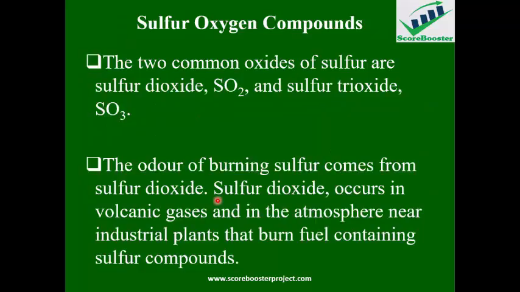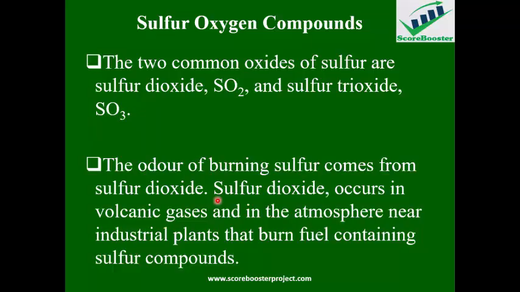So now let's start from sulfur that contains oxygen. We have two common compounds that contain sulfur and oxygen. The first one is SO2, that is sulfur 4 oxide, that is sulfur dioxide. The other one is sulfur 6 oxide, because sulfur can act for oxidation number of 4 or 6. The odor of burning sulfur comes from sulfur dioxide. So when you burn sulfur, you may not even know, but the odor you are perceiving at that time is from sulfur dioxide, because oxygen might have reacted with this.